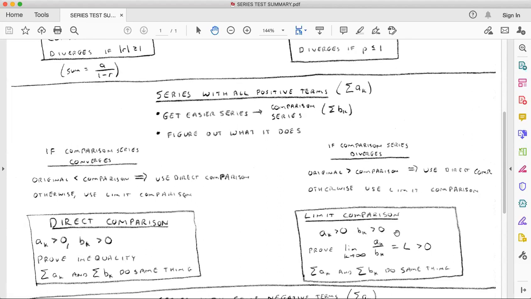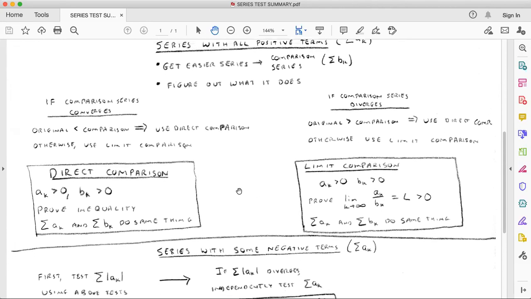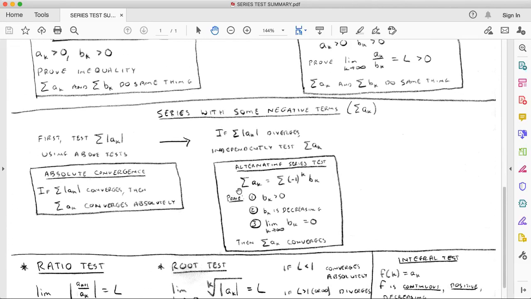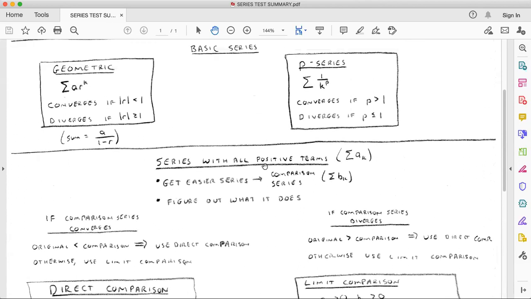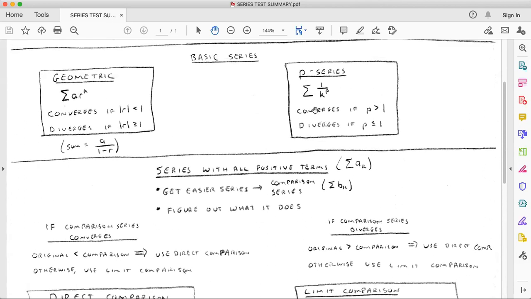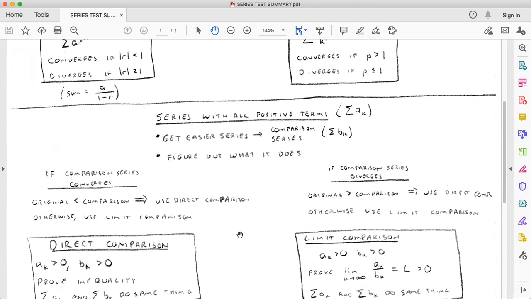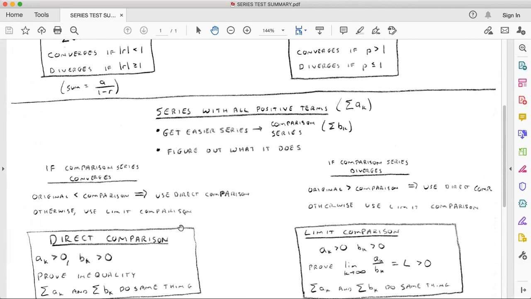Otherwise, we use the limit comparison, which is over here. And so that's the general approach. And then further on this handout, if we have some negative terms, there's the ratio and root test; we'll get to all that later. But right now we've got this. If it's the standard problems, the comparison series is one of these. So we do either the geometric or p-series, and then we come back and use one of the two comparison tests to prove they do the same thing.